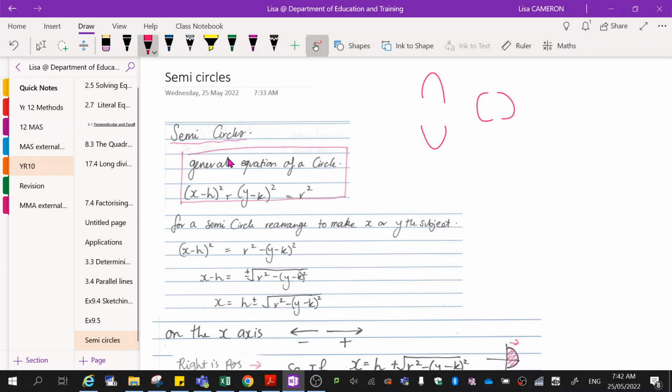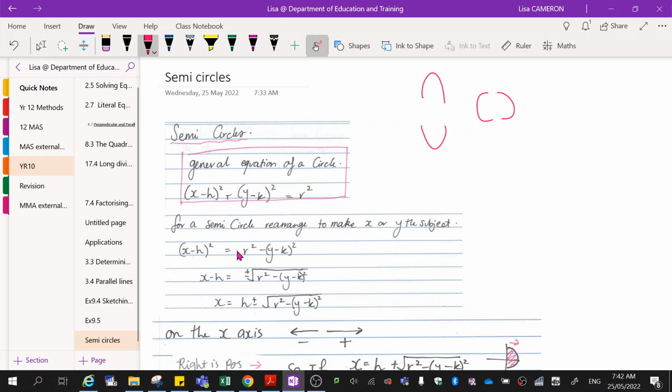So if we think about the general equation for a circle, we can change it around to get the equation of a semicircle. You won't be given the equation of a semicircle in your exams because there are 4 different variations and you need to know how to get to each one. So this is the equation of a circle.